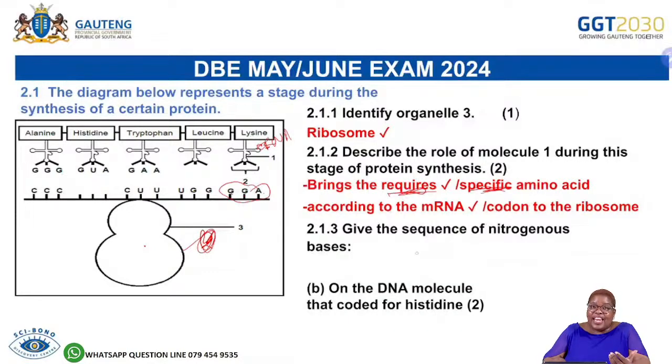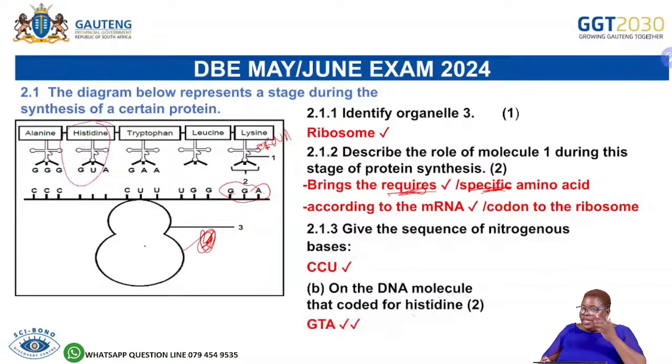Give the sequence of the nitrogenous bases. Here we've got GGA, then we're going to have CCU because T is replaced by U. On the DNA molecule that coded for histidine, give the sequence of nitrogenous bases. Question B: on the DNA molecule that coded for histidine, we have got GTA. This is histidine, right? GTA.